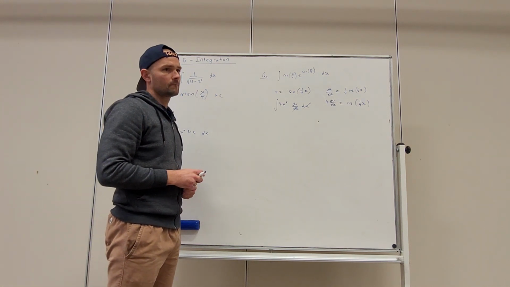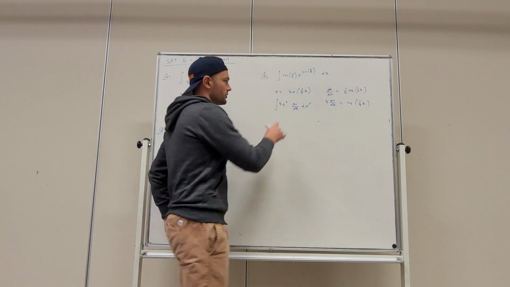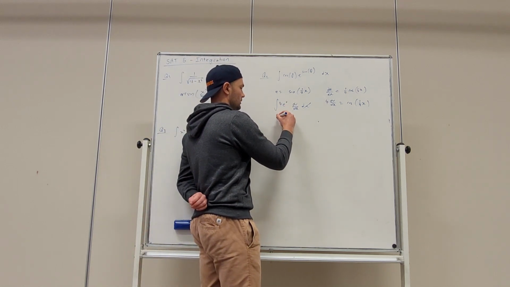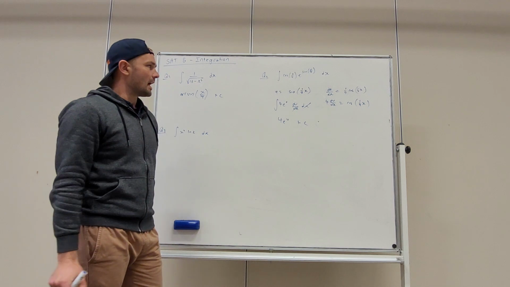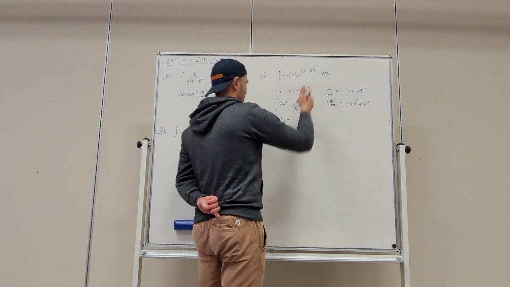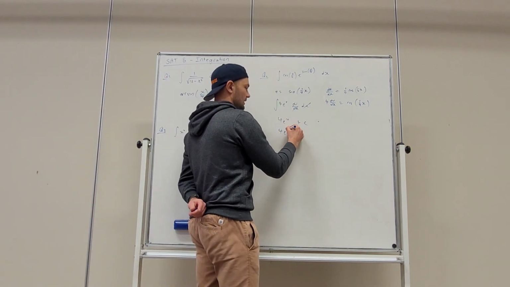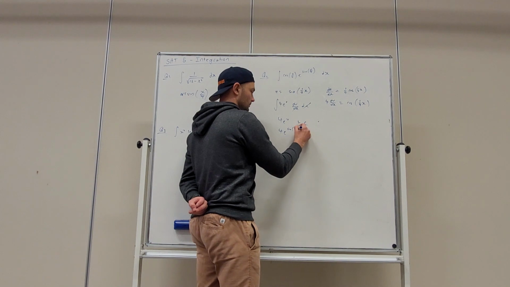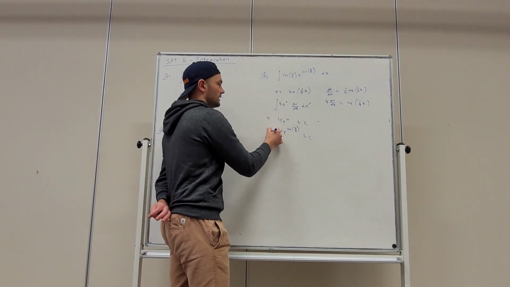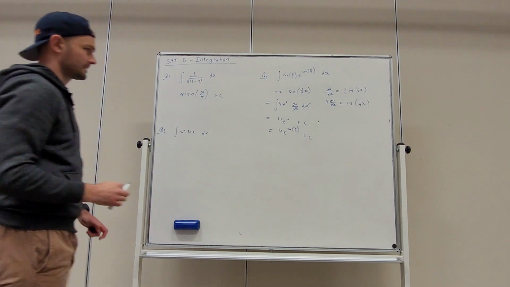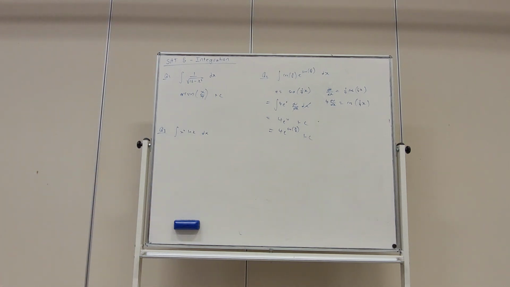All good? Yep. And so the integral of e to the u is just e to the u. So this is 4e to the u plus c. And we know that u is just sine of x on 4. So it's 4e to the sine of x on 4 plus c. That's an indefinite integral, so we have plus c. Very good, so that's integration by substitution.